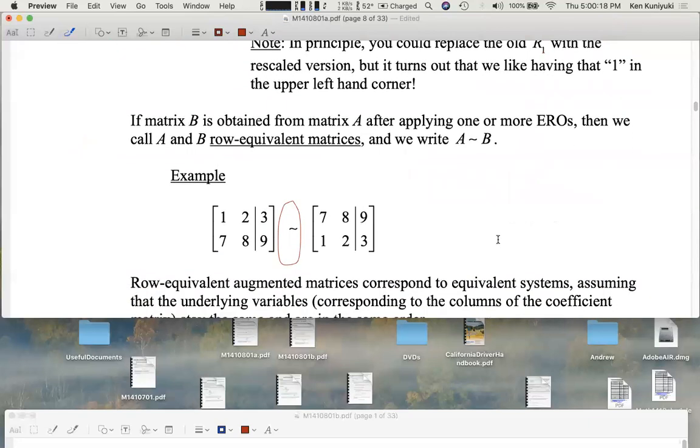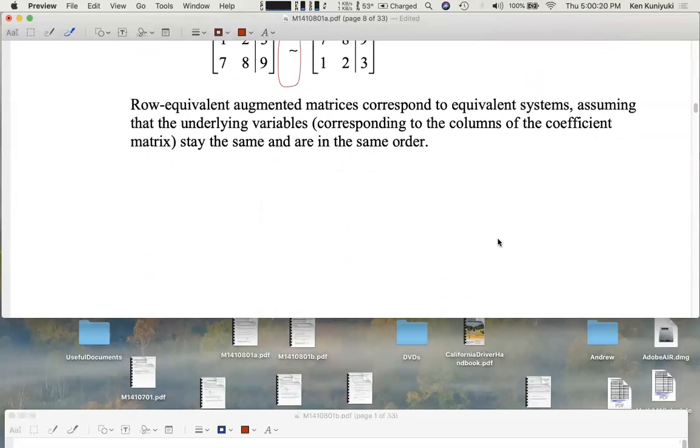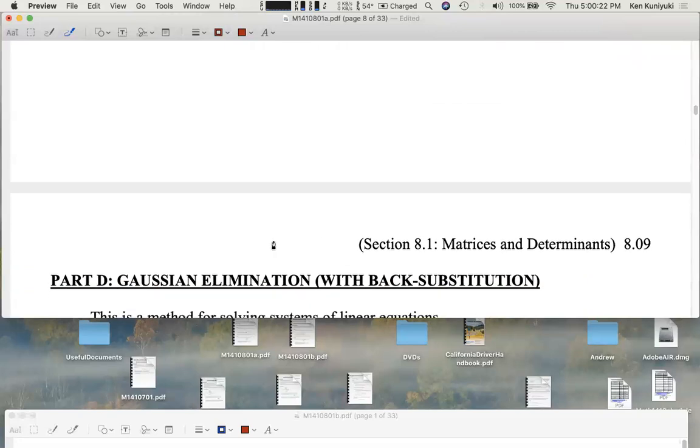Next up, we're going to look at GEBs, a technique that will allow us to solve linear systems of equations using augmented matrices and EROs.